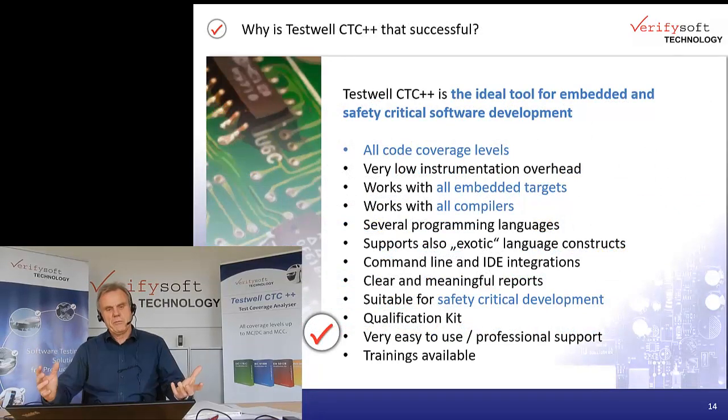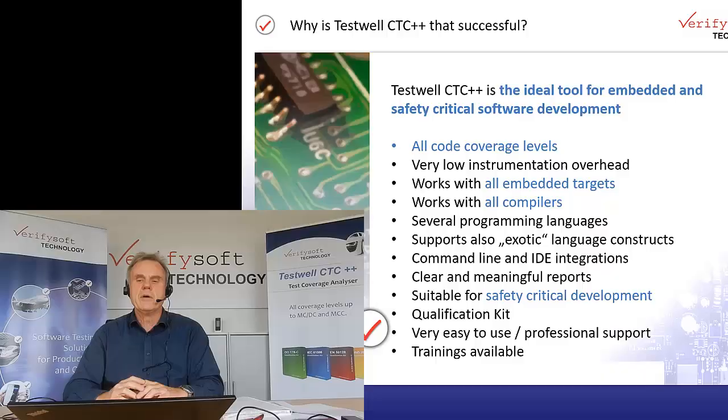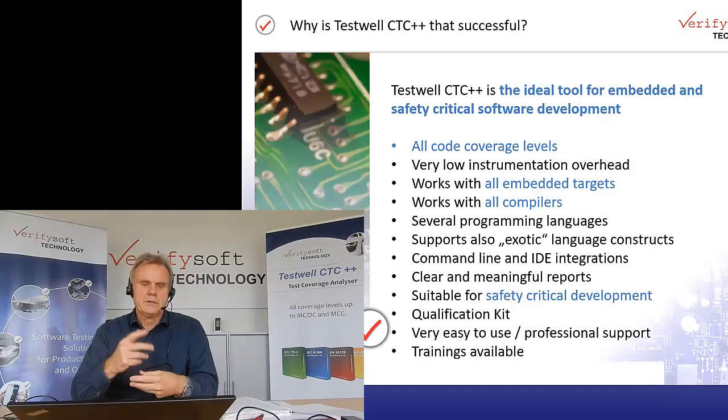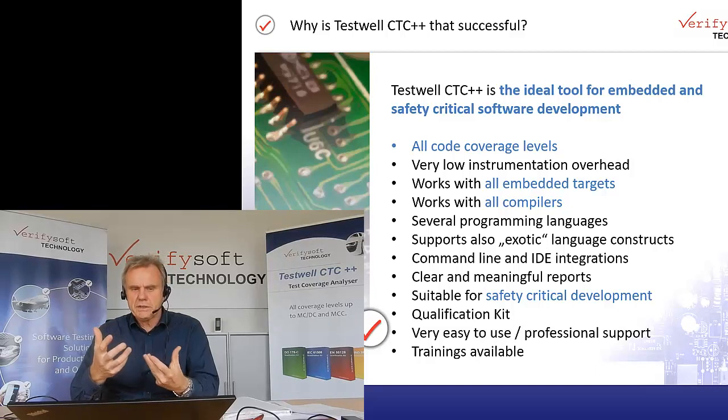So why do we have that many customers? Why are more than 700 companies all over the world using Testwell CTC? Because it is an ideal tool for embedded and safety critical software development. Why that? It covers all coverage levels. It has a very low instrumentation overhead. It works with all embedded targets. It works with all compilers. So it's very good for sales guys. When someone asks, is the tool working with this and that, the answer is always yes.